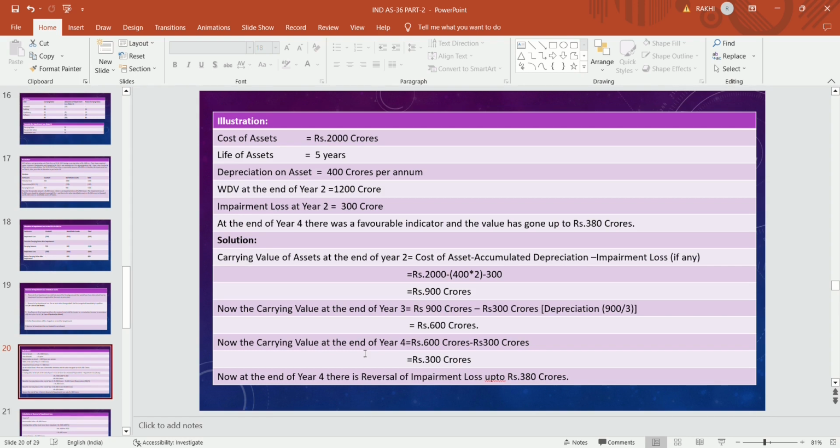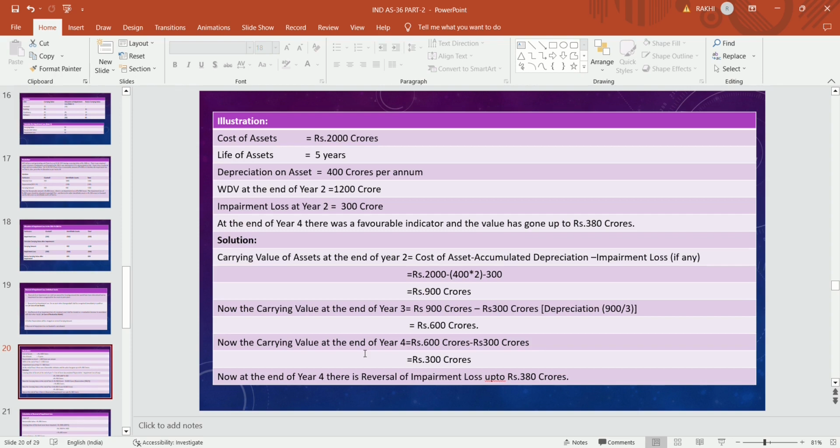Now we will determine the revised depreciation. Revised depreciation will be revised carrying value after impairment divided by remaining useful life. After 2 years, 3 years are left. So 900 divided by 3 is 300 crores. So 900 minus 300 crores, 600 crores will become the carrying value at the end of year 3. Now the carrying value at the end of year 4 is 600 crores minus 300 crores, that is 300 crores. Now at the end of year 4 there is a reversal of impairment and the recoverable amount is 380 crores.